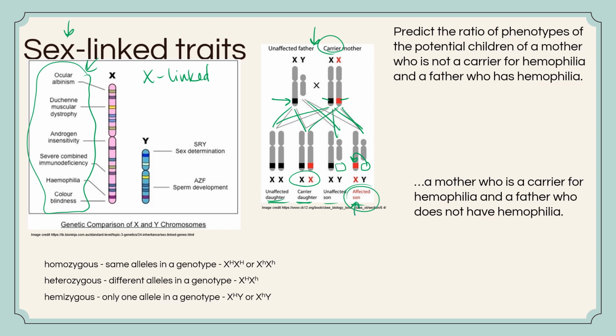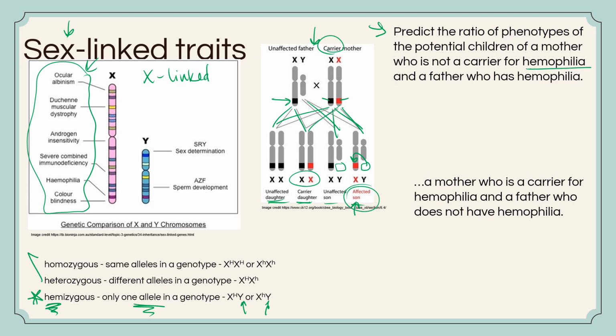We're going to add one more piece of vocabulary here: hemizygous. You've probably heard homozygous and heterozygous before. Now we're going to throw in hemizygous, where we only have 1 allele for the genotype. This happens in sex-linked traits because the Y is missing that piece of DNA that codes for that trait. So let's look at a couple examples of how we do Punnett squares with sex-linked traits.